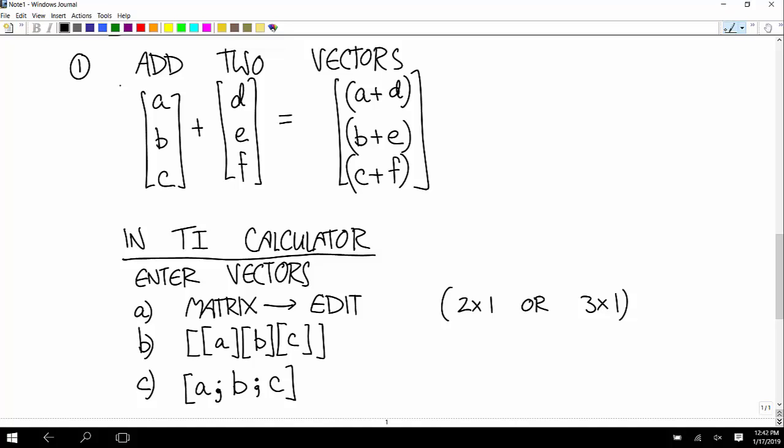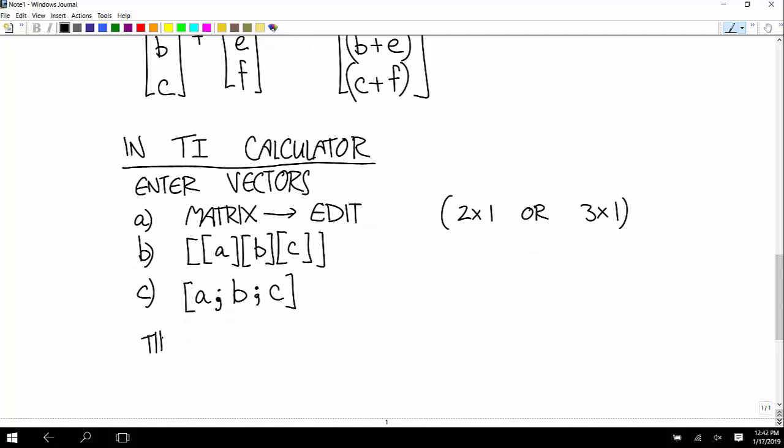And then once you have vectors entered into your calculator like that, you can just use the regular add button and it'll use the rules of vector addition. That's kind of nice. So then just use the regular add button.